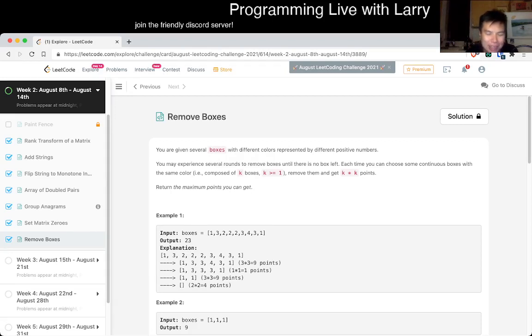Let me know what you think about this really tricky problem, remove boxes. So I actually really recommend watching my video on 2x. Not right now, but I'll do the explanation first.